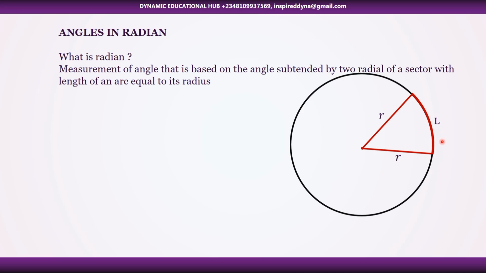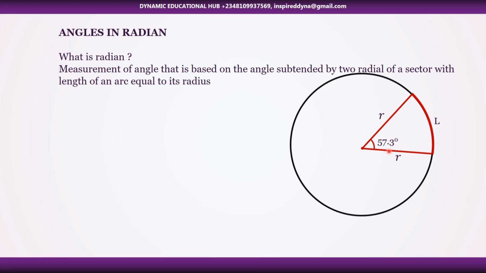Now, radian means that we want to measure an angle between these two radii in which the radius will be equal to the length of the arc. That is what we want to do. And let's see how to do that.